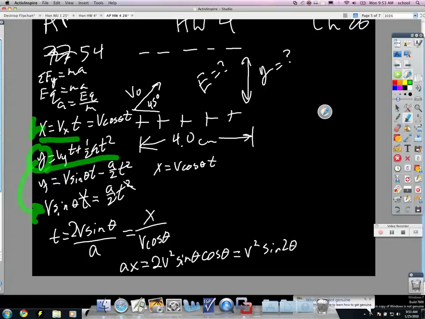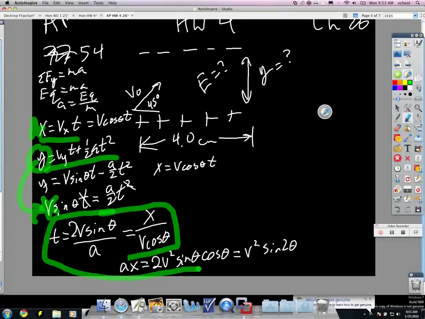And when I cross multiply to get ax equals this, I see the double angle theorem tells me 2 sine theta cos theta is equal to sine 2 theta. So I get ax is equal to v squared. What was a? A was EQ over m. I get EQX over M is equal to v squared sine 2 theta.